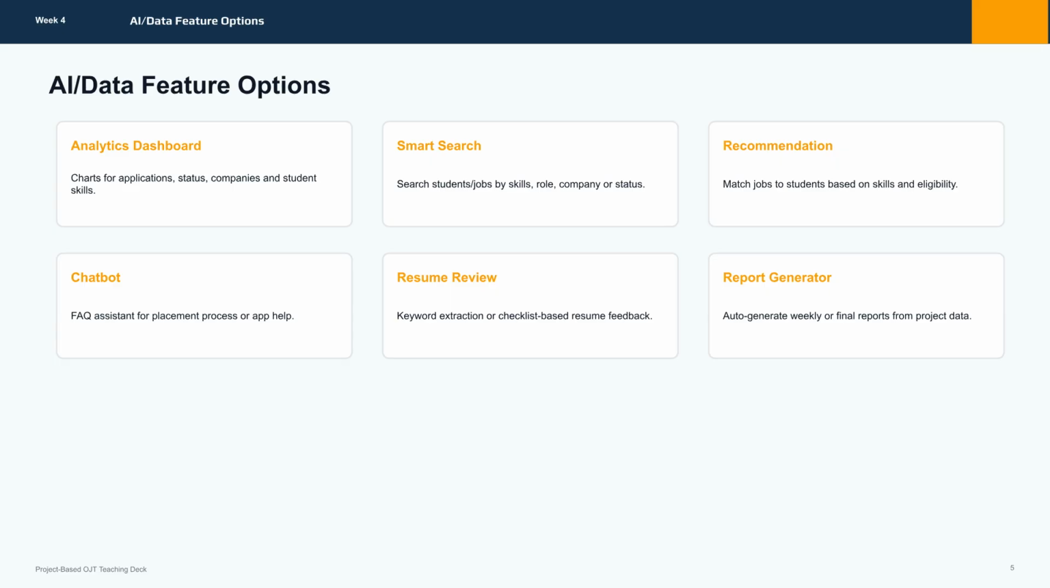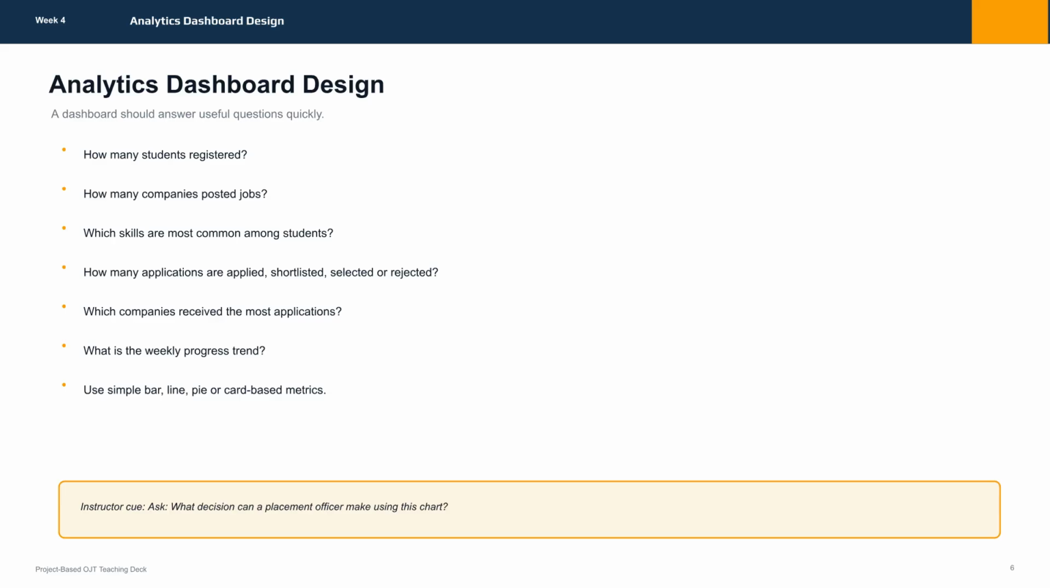You have several options for AI data features, including an analytics dashboard, smart search, recommendation, chatbot, resume review, or a report generator. Choose a feature that is both useful and manageable for your Capstone project. When designing your analytics dashboard, ensure it quickly answers useful questions like the number of registered students or application status. Use simple chart types like bar, line, pie, or card-based metrics to visualize the data clearly.